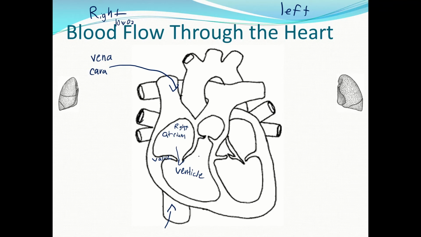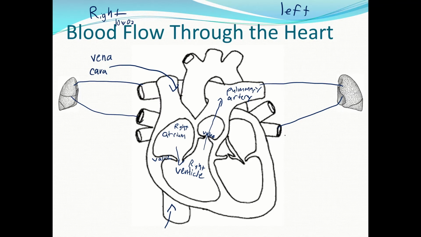So this is our right ventricle. Okay, and then it goes through this other valve right here. And the last stop right here is our pulmonary artery. Okay. When it goes to the pulmonary artery, it goes to this side, and it goes to this side, and then it comes back.